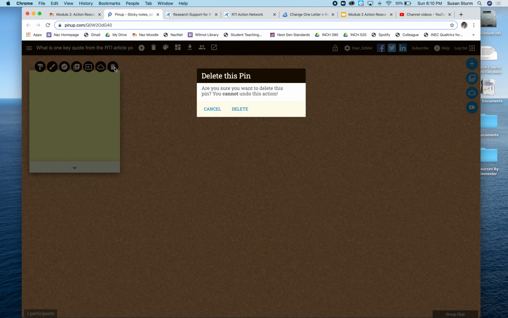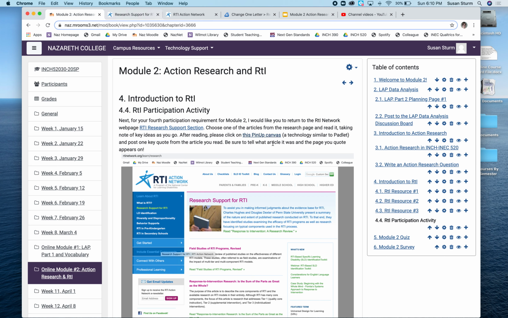You'll just click the plus sign to add your own. And I just want a key quote from that RtI article that you read, and then make sure that you cite it, and you can use any of these fun ways to post that you'd like. Yes, I am going to delete that. So please post to that pinup, and then you've made it to the end of the module.